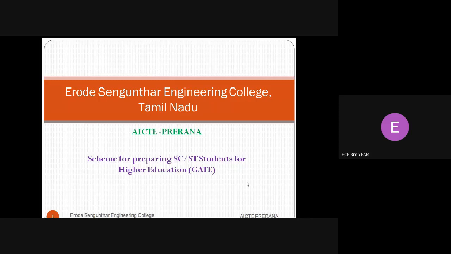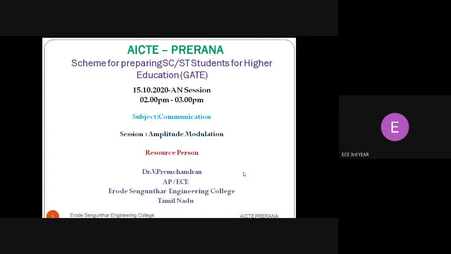Good morning, everybody. Now we're going to see about a GATE class, and this was presented by Erode Sengunthar Engineering College under the scheme of AICTE PRERANA, a scheme for preparing SC/ST students for higher education. The session is on the date of 15/10/2020, the time is 2 p.m. to 3 p.m. The subject is communication, and in this session we're going to see about amplitude modulation. This is going to be taken by the resource person Dr. V. Premchandran, myself, AP ECE, Erode Sengunthar Engineering College.